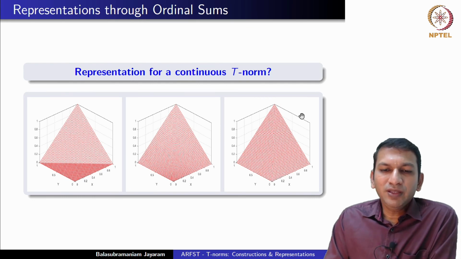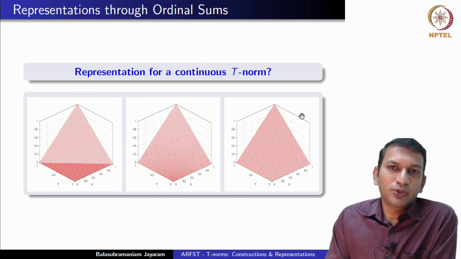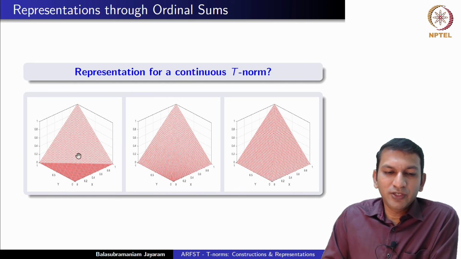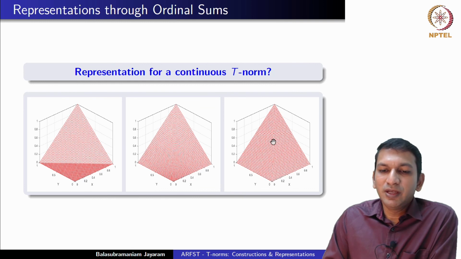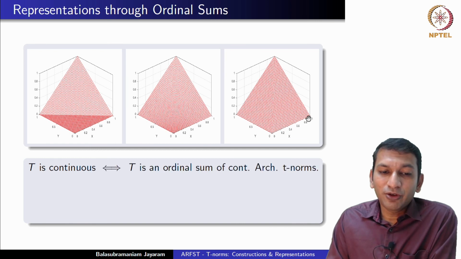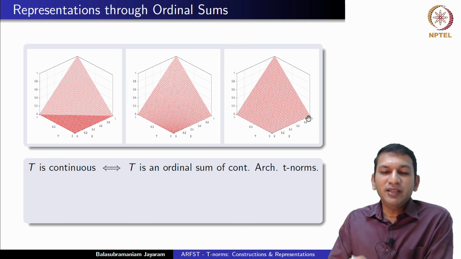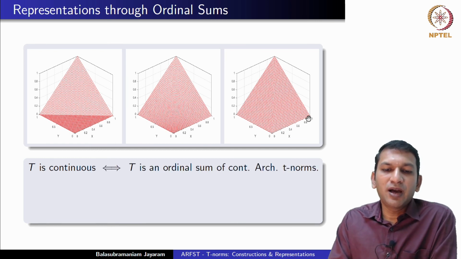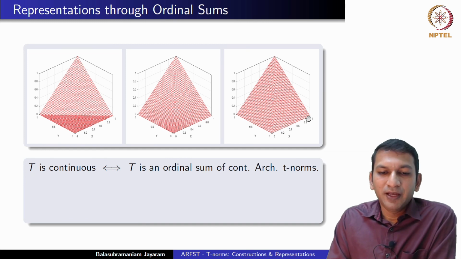Now, what are the continuous T-norms that we know of? These prototypical examples: Lukasiewicz, continuous and nilpotent. Product, continuous and strictly monotone. Minimum, which is continuous but not Archimedean. What is interesting is, it can be shown that any continuous T-norm is in fact an ordinal sum of continuous Archimedean T-norms. Now remember, continuous Archimedean T-norms.